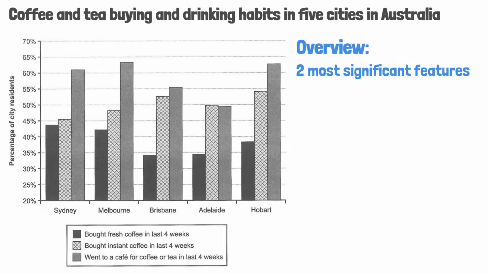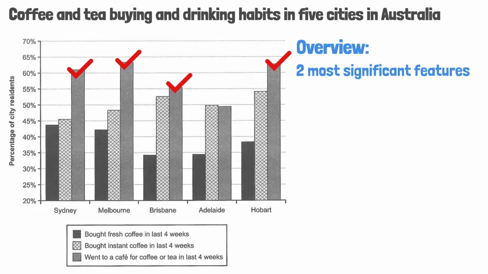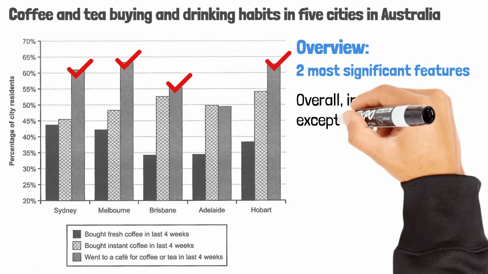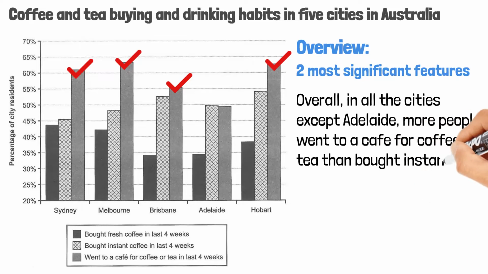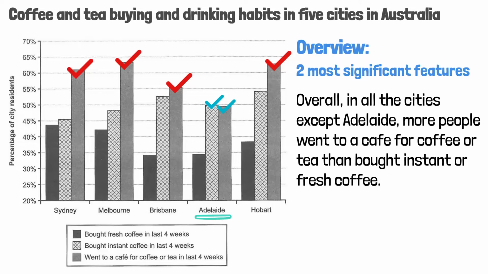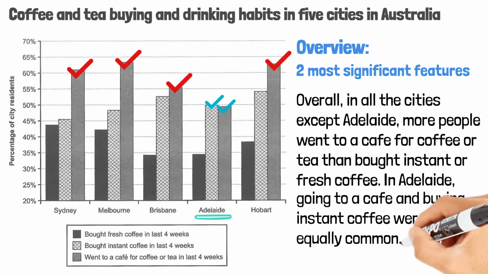I think first of all, it's pretty obvious that going to a cafe for coffee or tea is the biggest category in all five cities except Adelaide. So I'm going to write, overall, in all cities except Adelaide, more people went to a cafe for coffee or tea than bought instant or fresh coffee. Next, I'm going to talk about Adelaide. How is Adelaide different? The difference is that these two categories have roughly the same values. So we can say in Adelaide, going to a cafe and buying instant coffee were almost equally common.